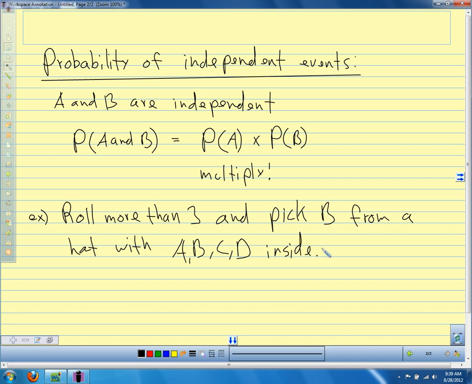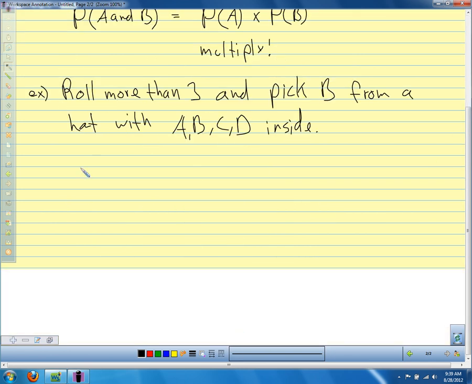So we have slips of paper that have A, B, C, and D. We have a die, and we want to figure out the probability of rolling more than a 3 and picking a B. Rolling the die doesn't change what happens in the hat, so these are going to be independent. So we're going to multiply our probabilities. I'm going to make a note that these are independent.